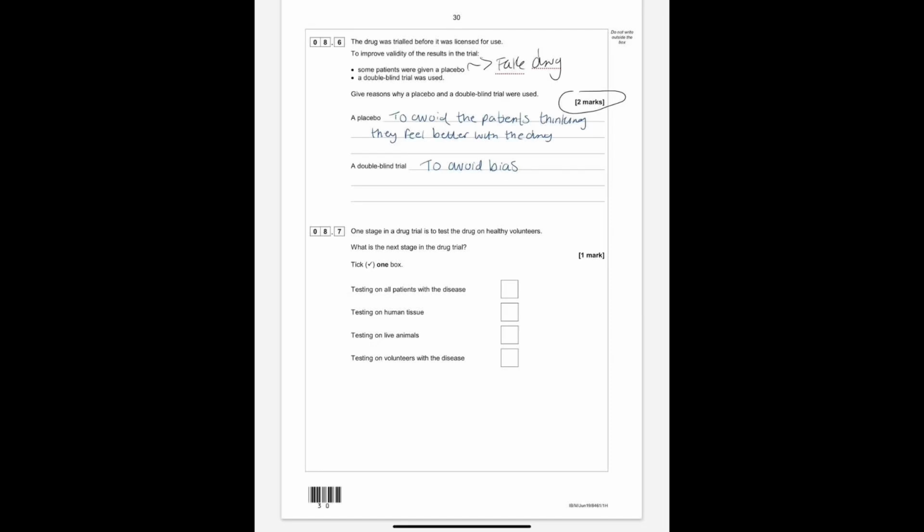Okay, let's go into 8.7. One stage in a drug trial is to test the drug on healthy volunteers. What is the next stage in a drug trial? So the next stage is going to be testing on volunteers that actually have the disease. Okay, and that is 1 mark.